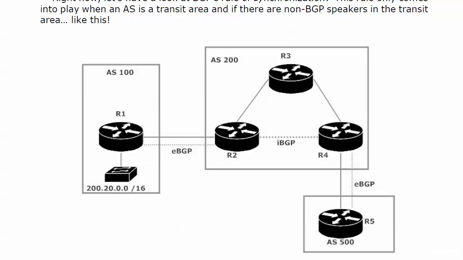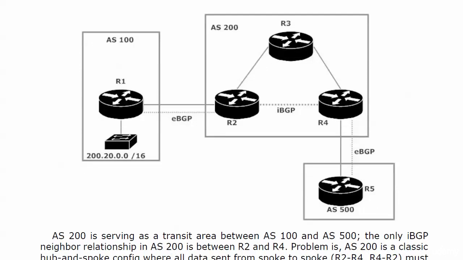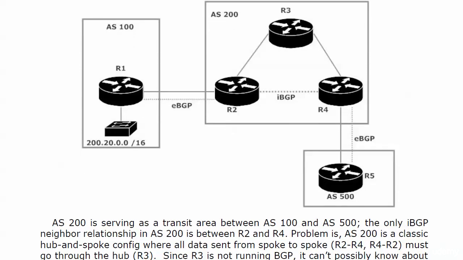This doesn't come into play a lot. As you'll notice, it says here on the board, this rule only comes into play when an AS is a transit area and if there are non-BGP speakers in the transit area. So you're not going to see a ton of that, but you might see something like what we see on the board here. AS200 is a transit area between AS100 and AS500. Note that the only BGP neighbor relationship in AS200 is between routers 2 and 4. You can't assume just because you see physical connections that logical connections are fully meshed.